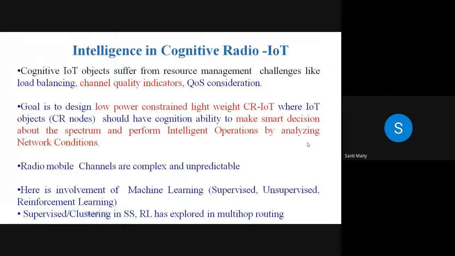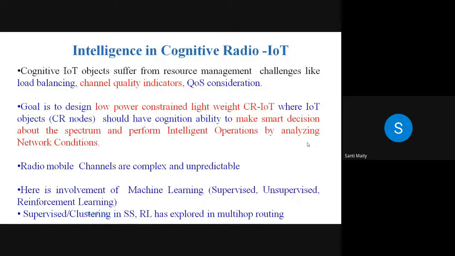Apart from that, in the radio mobile, if we go for multi-hop communication, a multi-hop link, you have to have individual link quality. And this channel is very complex in nature, unpredictable. So we can explore machine intelligence for semantic analysis of the data: supervised, unsupervised, or reinforcement learning. We can use supervised learning or clustering in spectral sensing and multi-hop routing. I will come to why machine learning-based approaches to spectral sensing are found to be more effective than classical approaches. Because in machine learning-based approaches, you have a good study of the radio environment. You can make your decision region optimal.